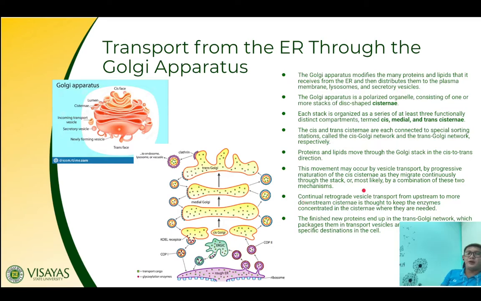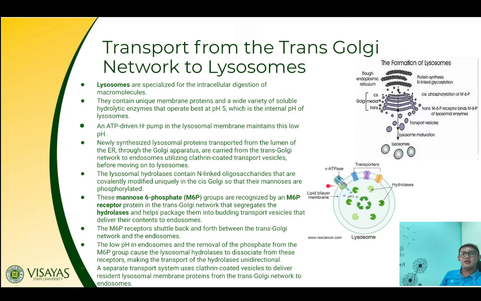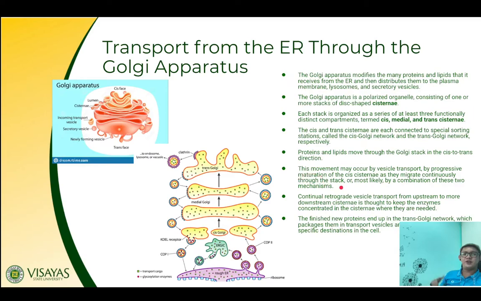So the proteins here move in stacks from the cis to the middle to the trans. Okay? So in the cis to trans direction, this movement may occur by vesicle transport or by progressive maturation of the cisternae as they migrate continuously. Okay? Finished new proteins end up in the trans Golgi network, which packages them in transport vesicles and dispatches them to their specific destination in the cell.